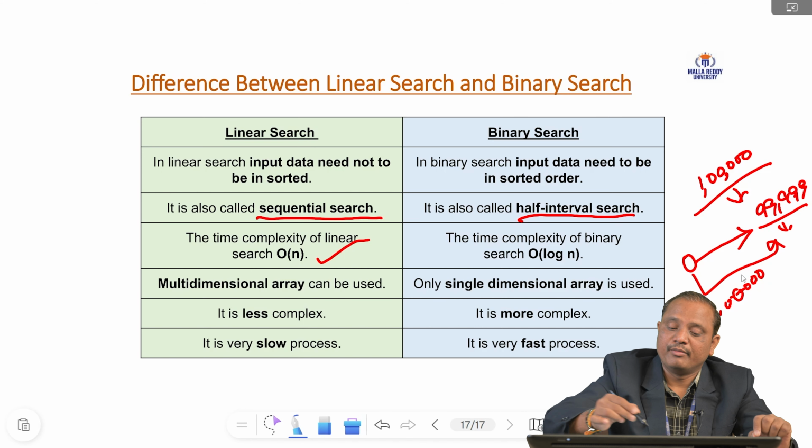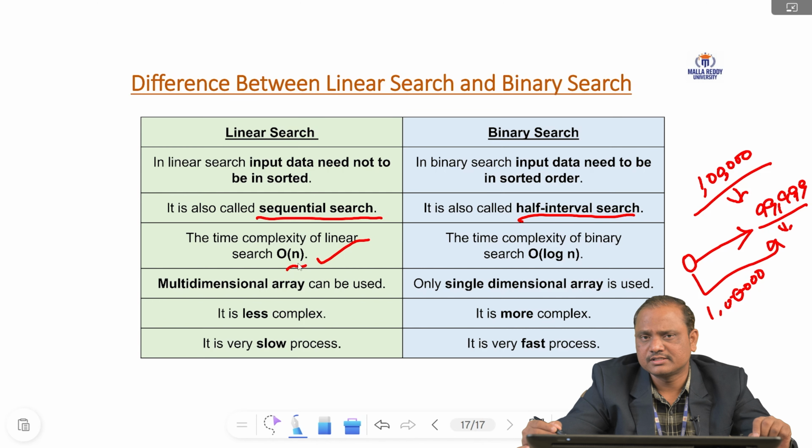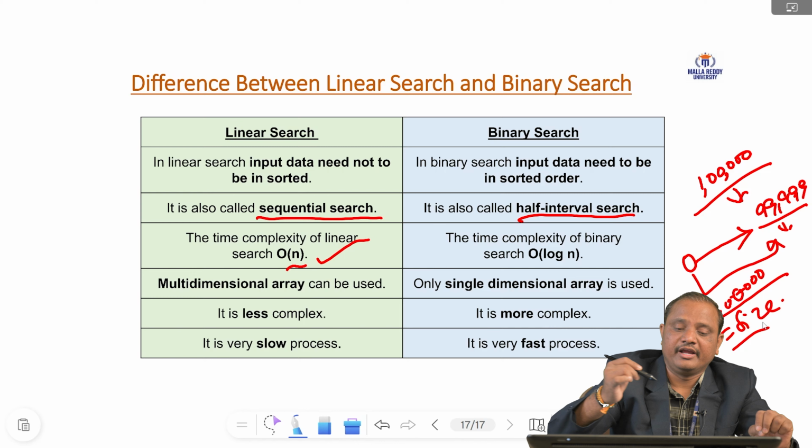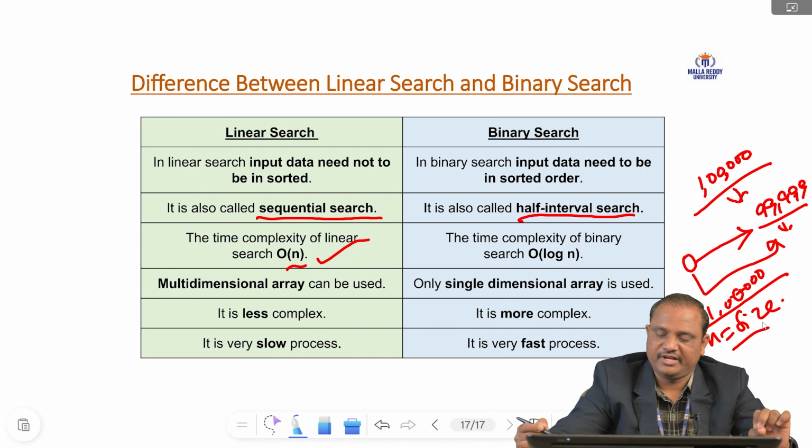That's why it is big O of n. What is n here? n is nothing but the size. If you have 1 lakh elements, then 1 lakh comparisons we have to make. That is the main drawback in linear search. That is the time complexity.